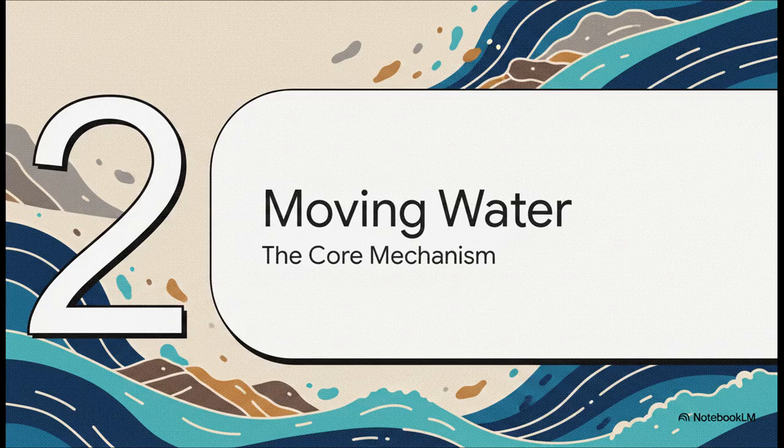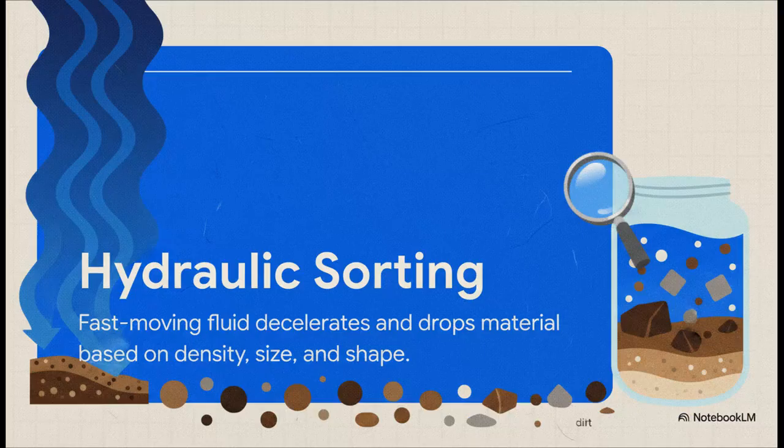Section 2. The mechanism, moving water. The author argues that the absolute linchpin to solving this whole missing fossil mystery is a well-documented, observable physical process called hydraulic sorting. Think about it like this. If you take a big glass jar filled with dirt, sand, rocks, and water, shake it up like crazy, and then set it on a table, does everything just settle randomly? Well, no. The water automatically sorts the material based strictly on the laws of physics.